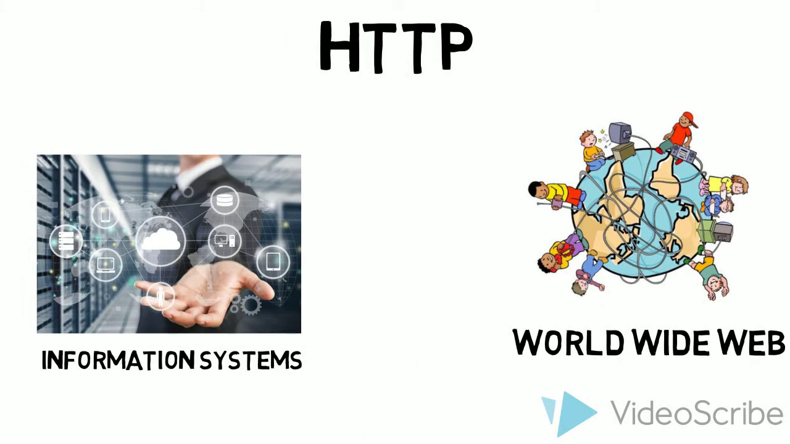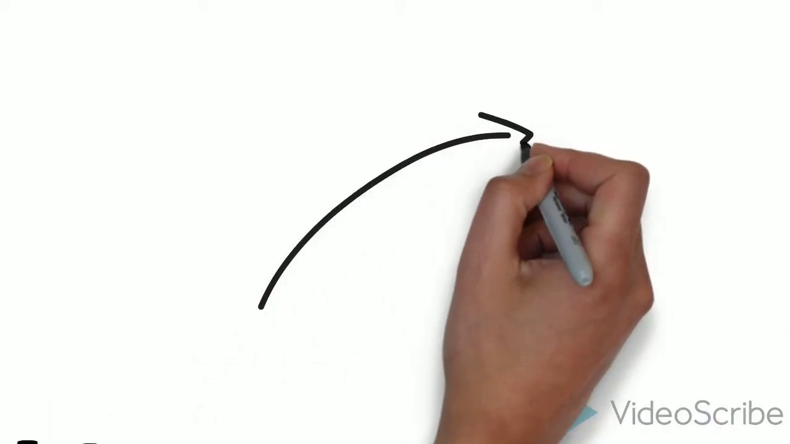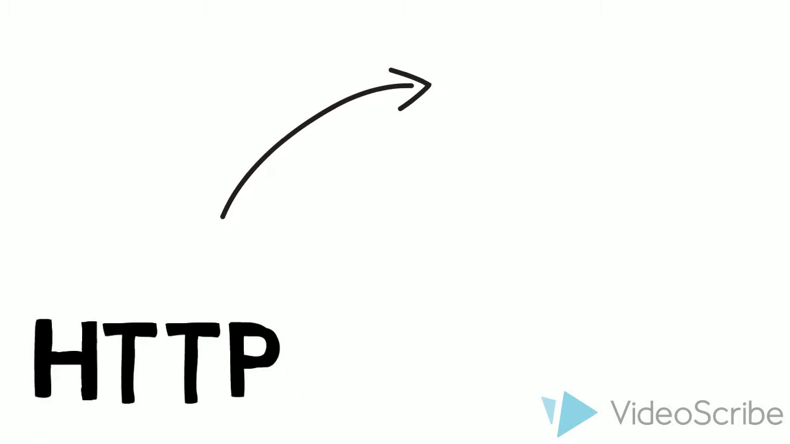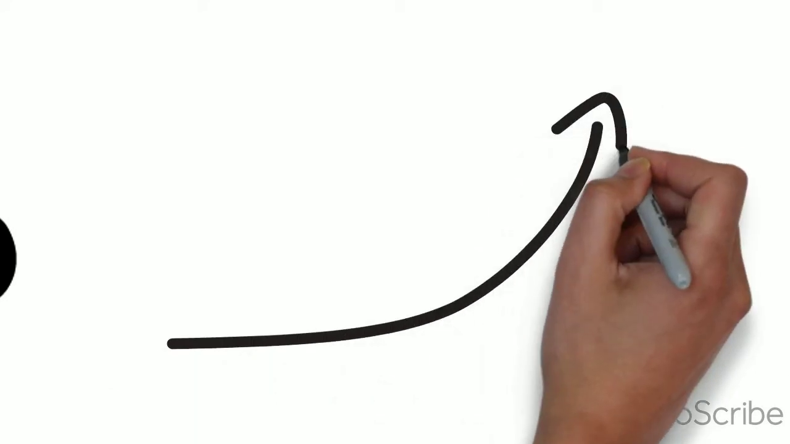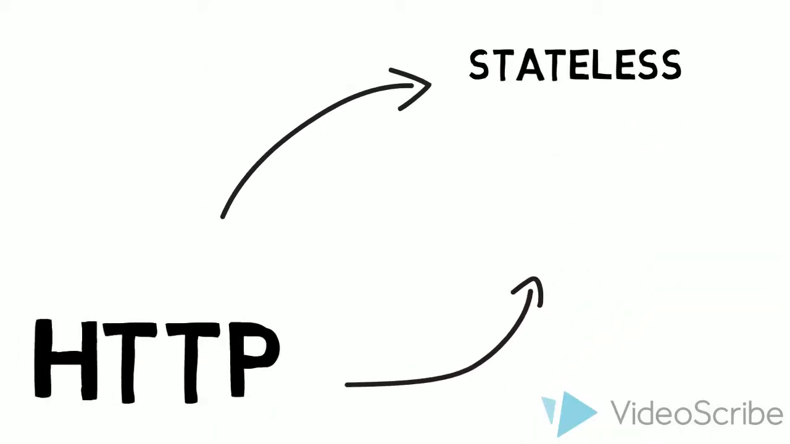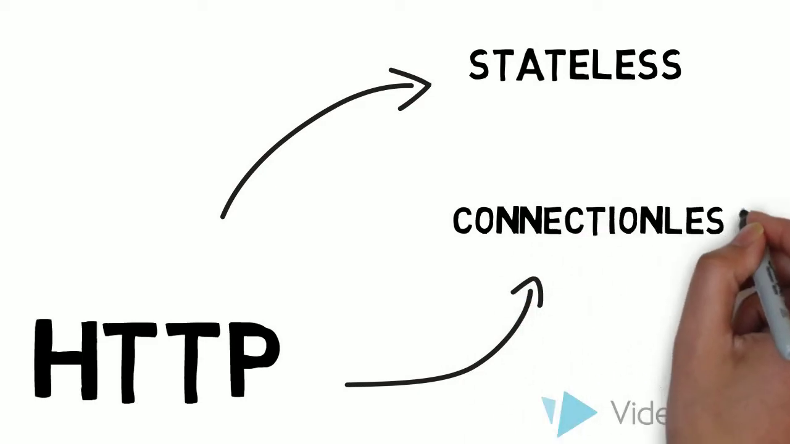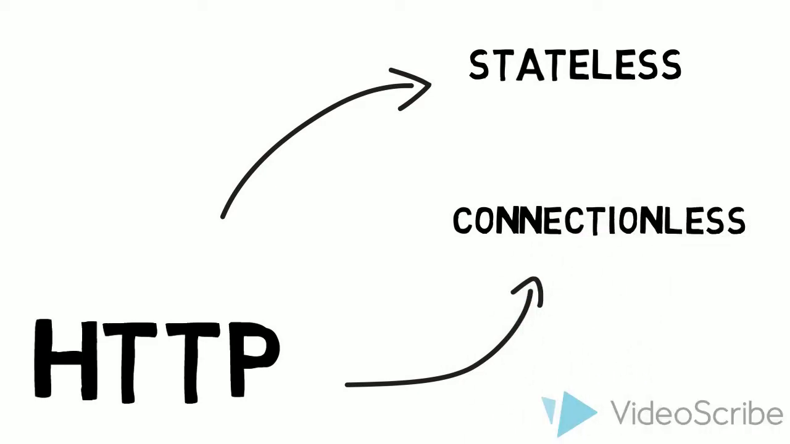Hypertext is structured text that uses logical links between nodes containing text. HTTP is the protocol to exchange or transfer hypertext. HTTP protocol is a stateless and connectionless protocol. HTTP is called a stateless protocol because each command request is executed independently without any knowledge of the requests that were executed before it. It is the protocol used for the web.